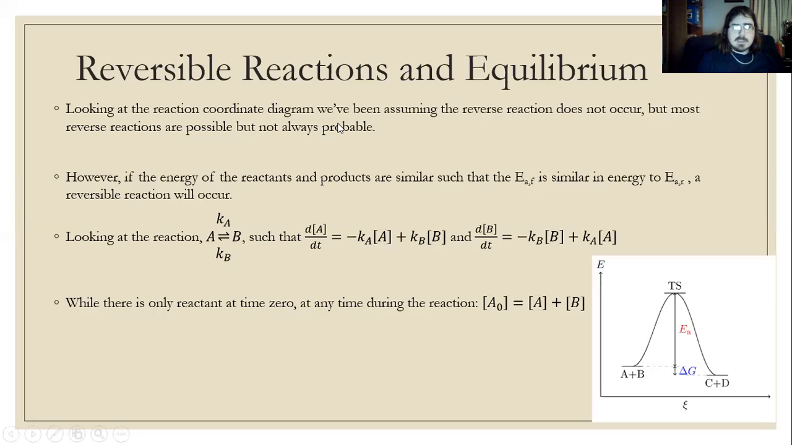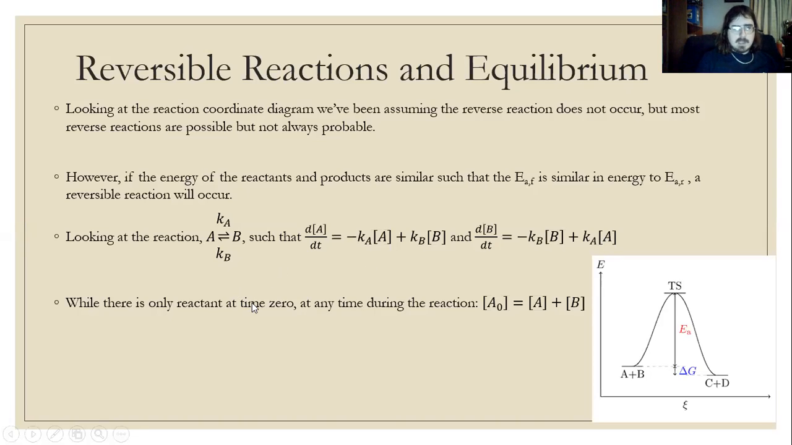So how do we deal with this if this is reversible? If the activation energy forward is similar to the activation energy in reverse, we can have this reversible situation. So we can have ka, A goes to B, and we can have a kb, B goes to A. So the rate of change of A is going to relate to negative ka times A plus kb times B, because that's going to depend on the formation of A and the consumption of A. The opposite is going to be true for B: negative kb times B plus ka times A.